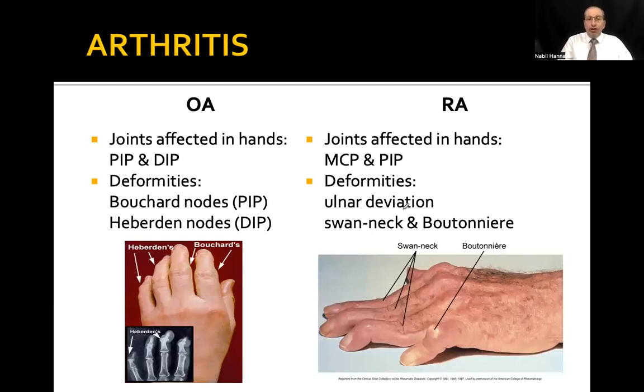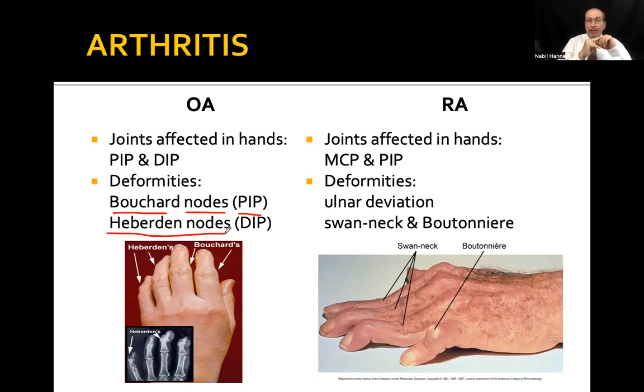Deformities. In osteoarthritis, because of the friction, you get new bone formation in the form of bony nodules or nodes. When these nodes develop in relation to the proximal interphalangeal joint, we call them Bouchard nodes, and nodes developing at the distal interphalangeal joints are called Heberden nodes. So these nodes occur in osteoarthritis.